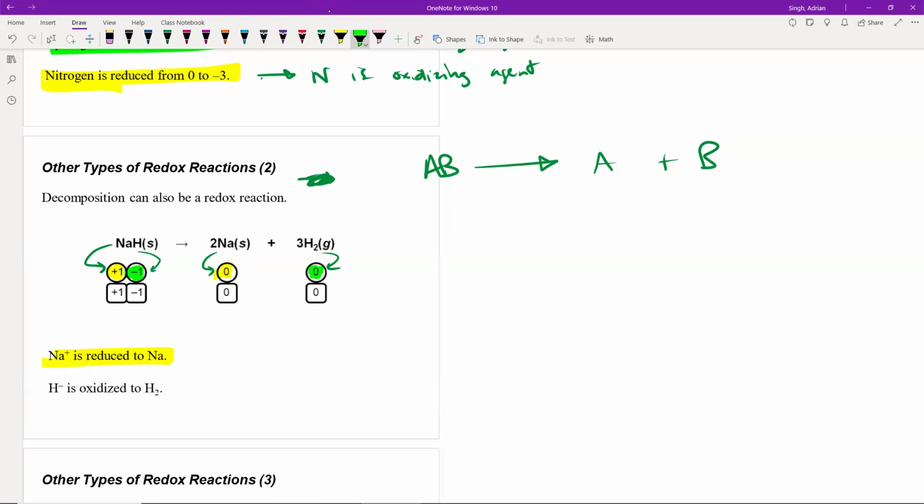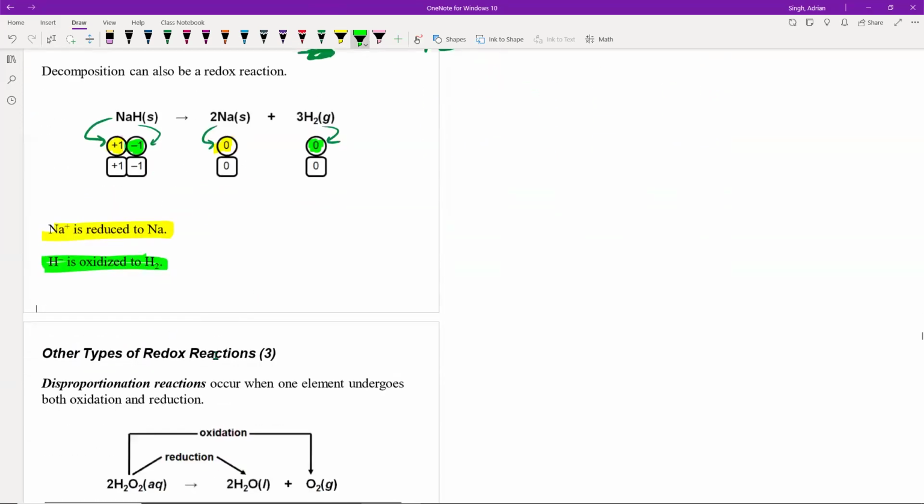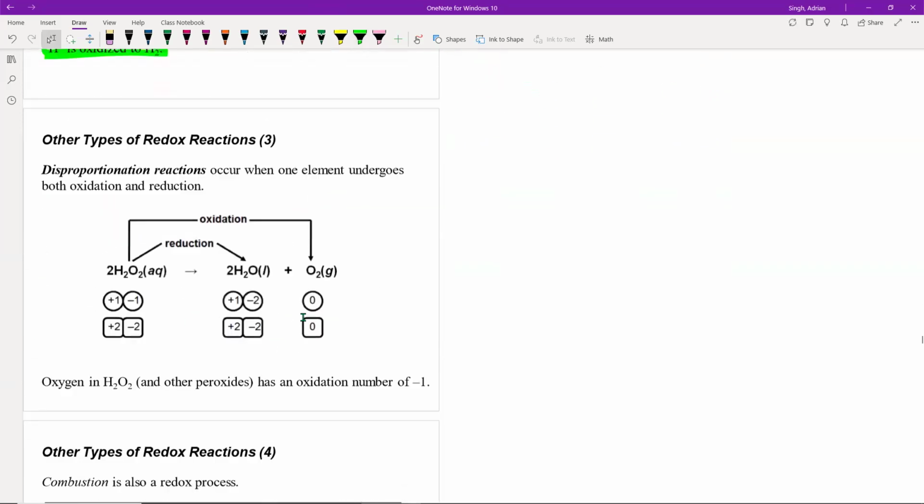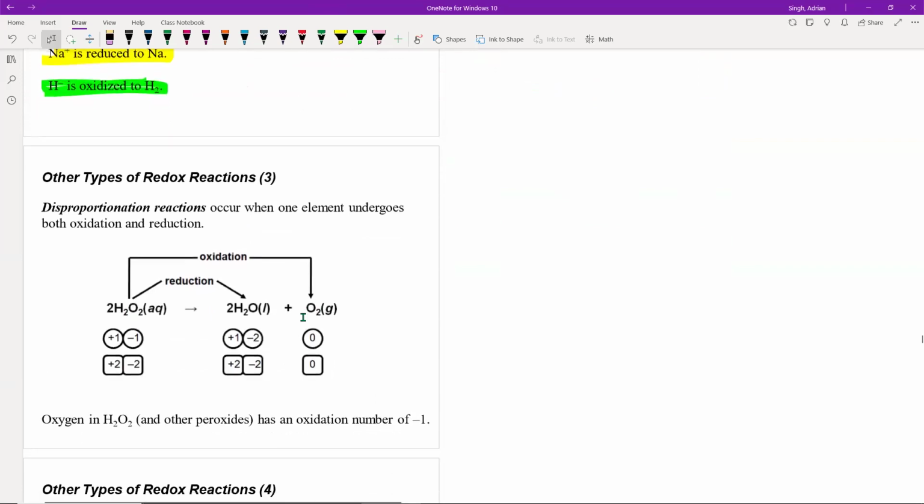It has become more positive, even though it's not positive, but it has become more positive. It goes from -1 to 0. So the H minus in the hydride actually is oxidized. Again, if you have oxidation occurring, you must have reduction occurring simultaneously. A disproportionation reaction is another example where we see redox occurring. And this is special because you actually have a situation where one element is undergoing both oxidation and reduction at the same time.